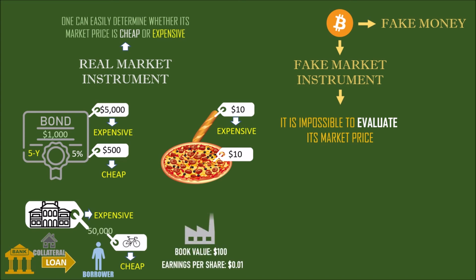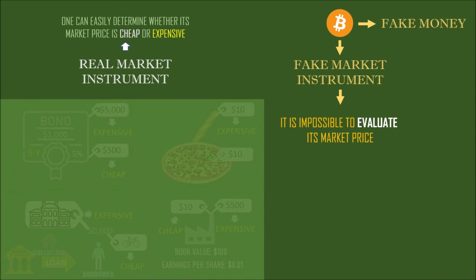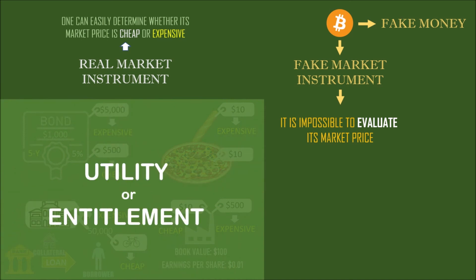And finally, if the book value of a company per share is $100, and the company has small positive earnings, we immediately know that if it is priced at $500, it is expensive. If priced at $10, we know it is cheap. So, in all mentioned examples, we have used the utility or entitlement behind market instruments to determine whether their market price is cheap or expensive.